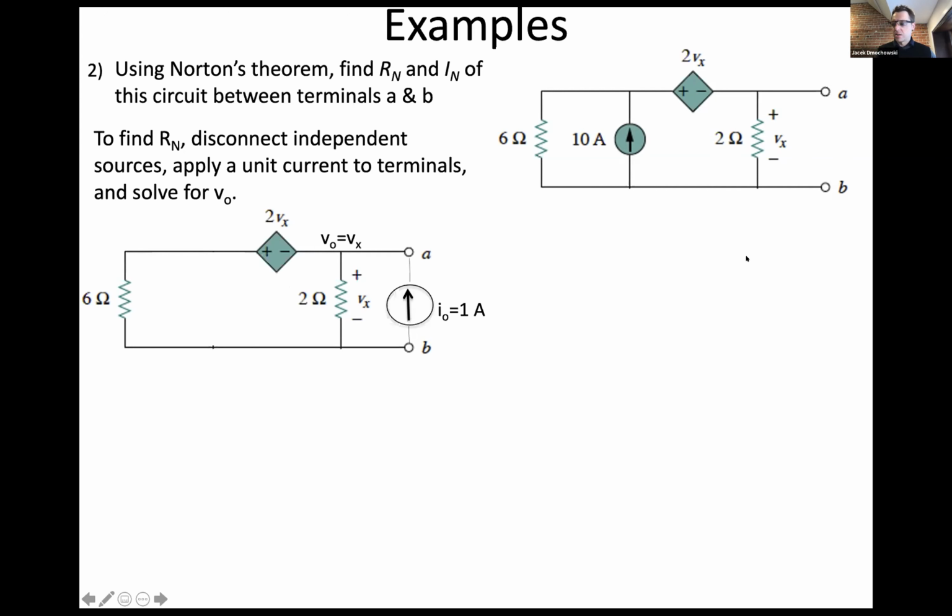Go ahead, Omar. Just a quick question. If you did use a test voltage, wouldn't that have just been equal to Vx at that point? Yeah. So wouldn't it have been a little easier to just do that? Perhaps, perhaps it would have been. Yeah, this would have been a volt.